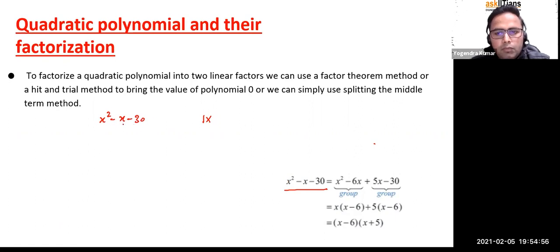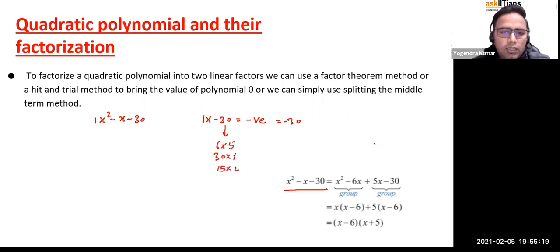Writing the question, I want to factorize it, right? So what is the coefficient of x square here? 1. And what is the constant term here? Minus 30. It is negative, obviously, and it is minus 30. So we look for the factors of 30, which are 6 and 5, 30 and 1, and 15 and 2, right? We can have these factors, but we need to choose the one whose difference is going to be 1, the middle term, right?